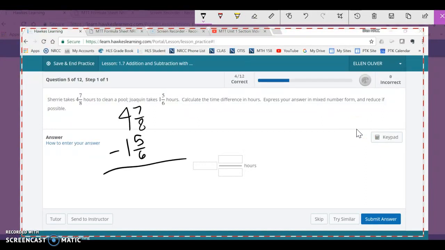So now we finally have one that is not a common denominator. We need a common denominator between 8 and 6. So we know how to do this. We've done this lots over the past few sections.